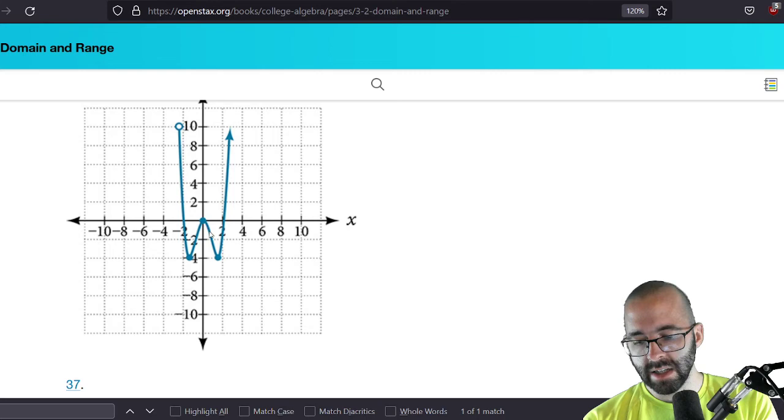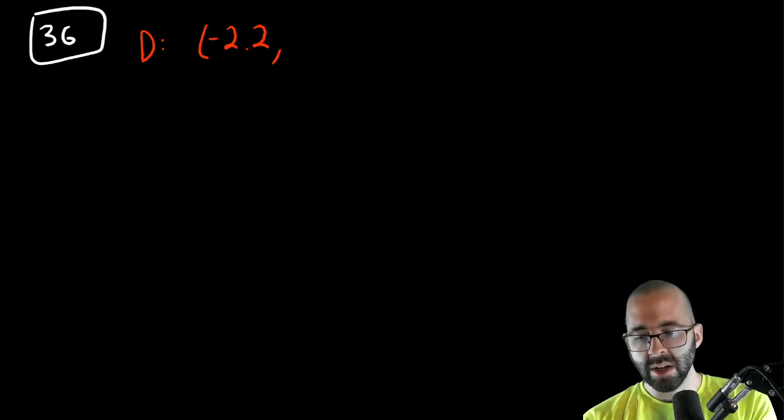How far to the right can we go on this function? We keep on going right, keep on going right, keep on going right, and there's an arrow. So we can go as far to the right as we want. That's infinity.